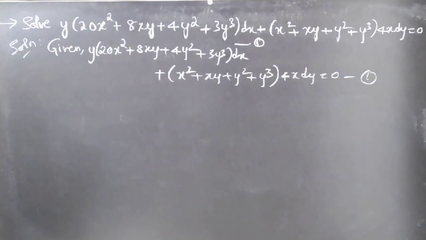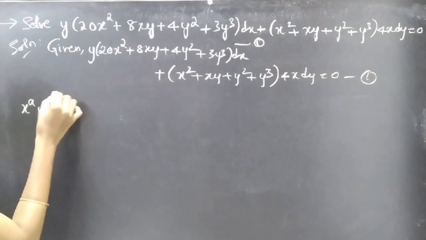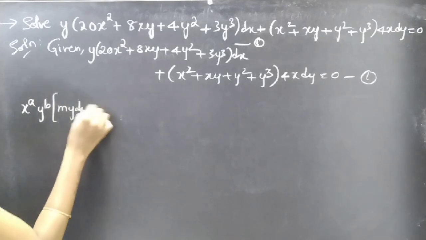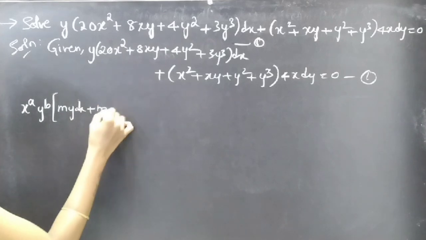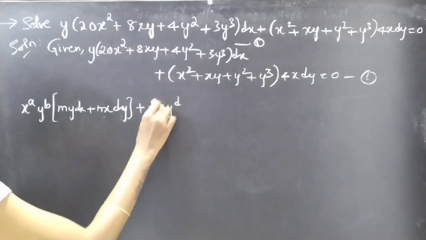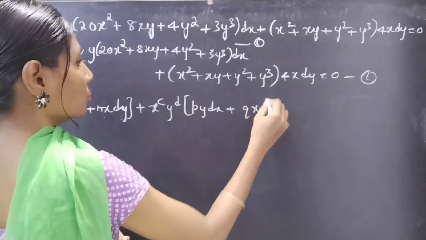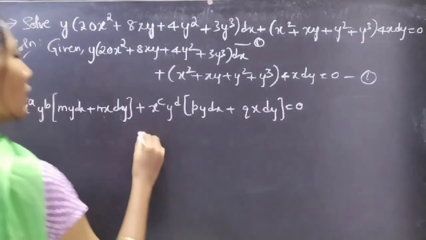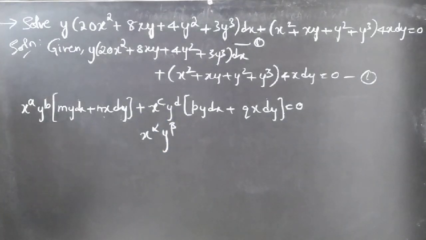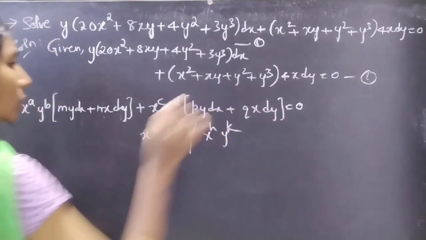We know that if the given differential equation can be written of the form x^a y^b (m y dx + n x dy) + x^c y^d (p y dx + q x dy) = 0, then x^α y^β will be the integrating factor, right? Or instead of alpha and beta you can take h and k, okay?